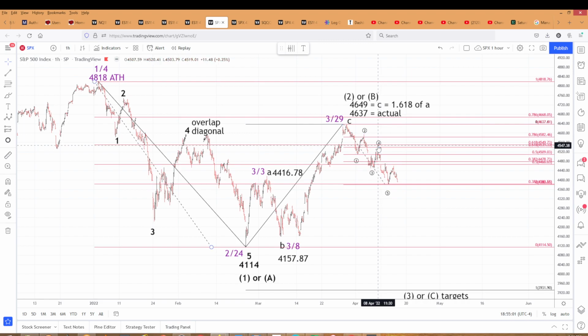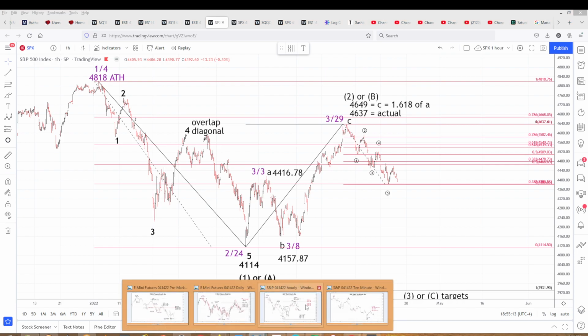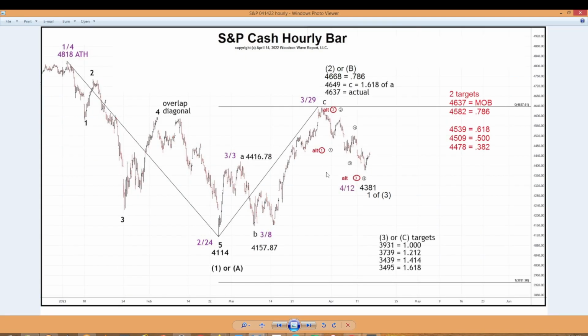If it did, it's a leading diagonal like the other picture. And then we got 5. And there's your A and your B, okay? So that's where that is. I think I have a pick of that that's a little bit cleaner to see. S&P cash hourly. Here we go.